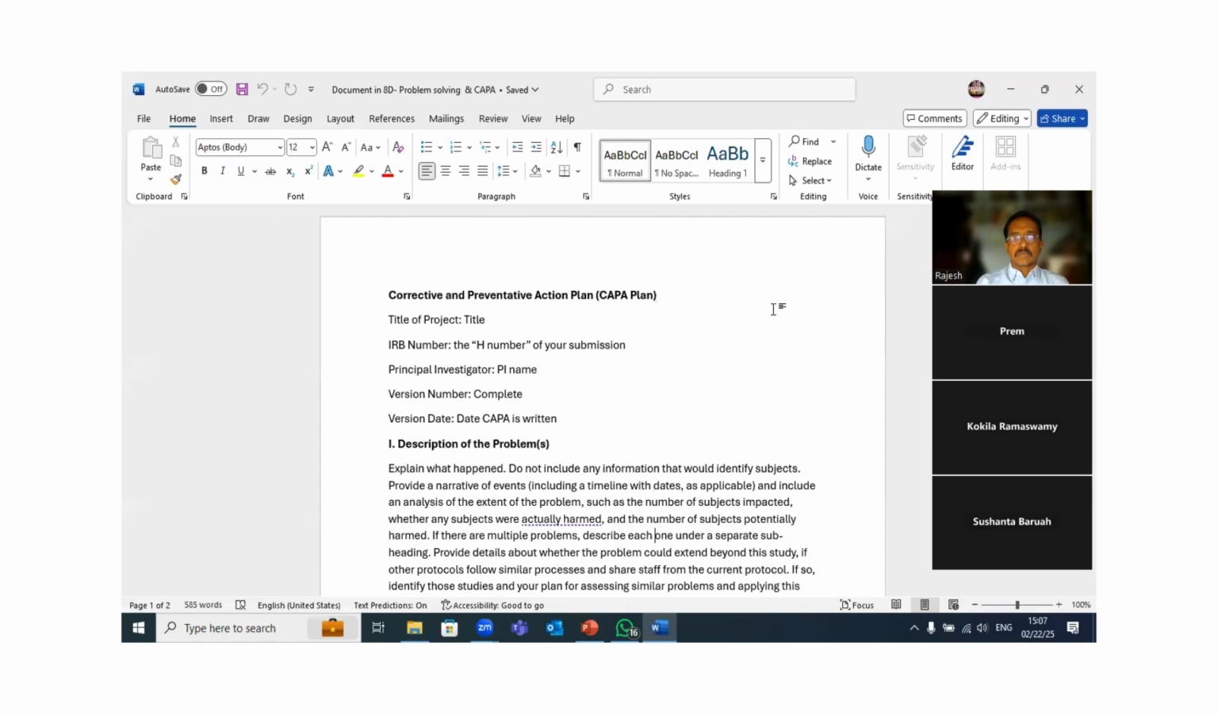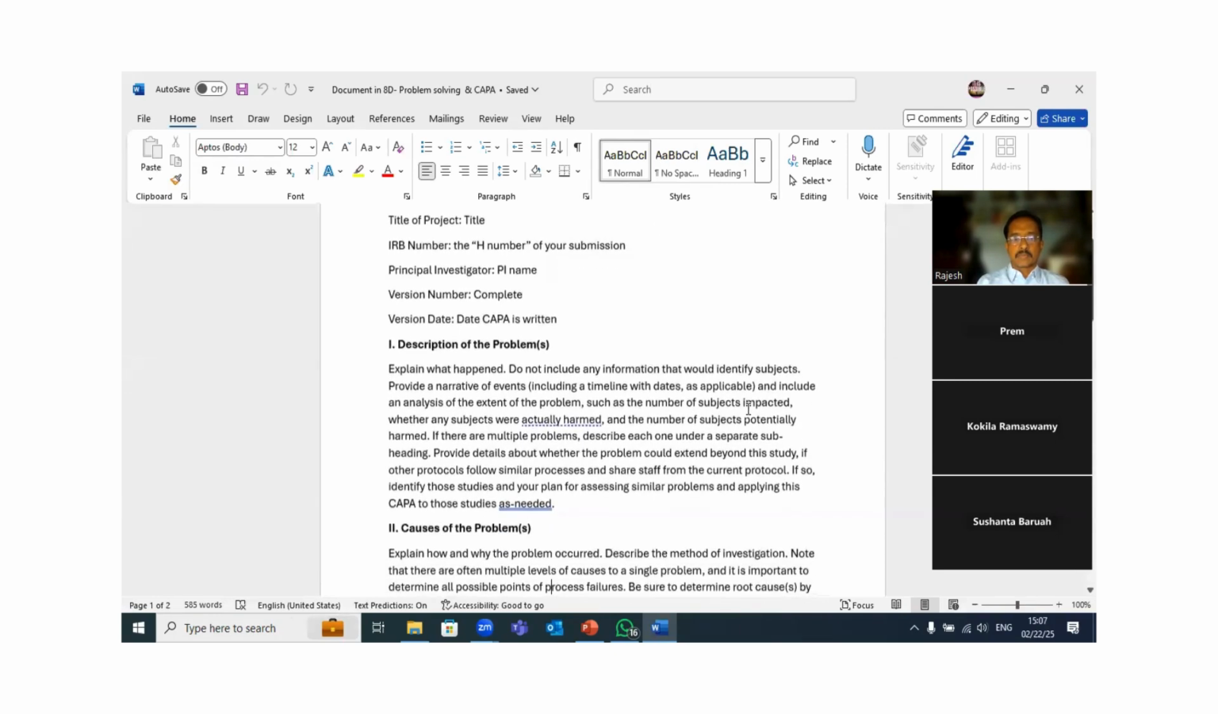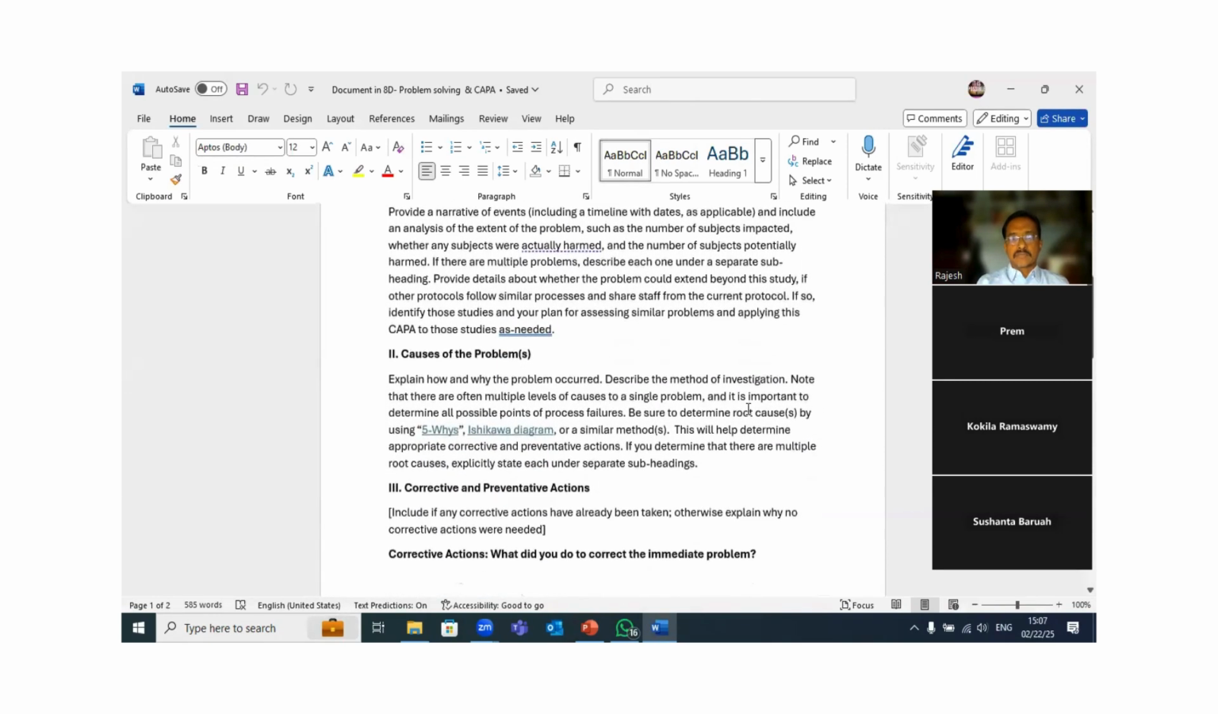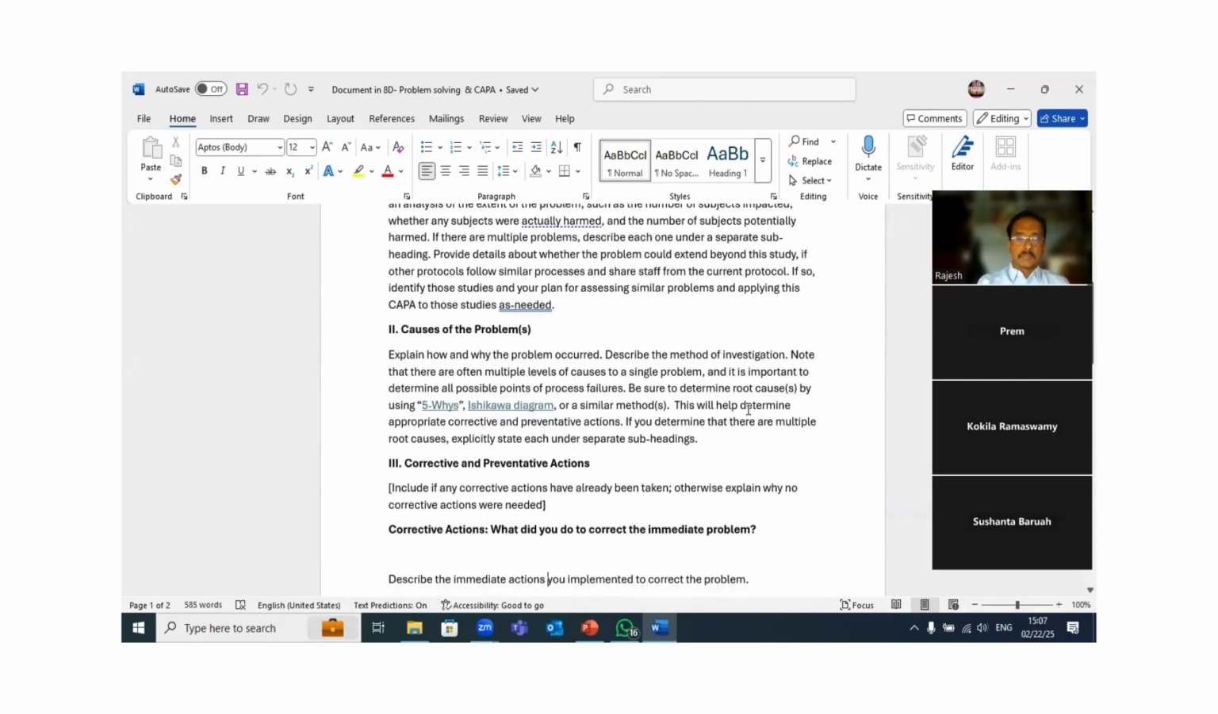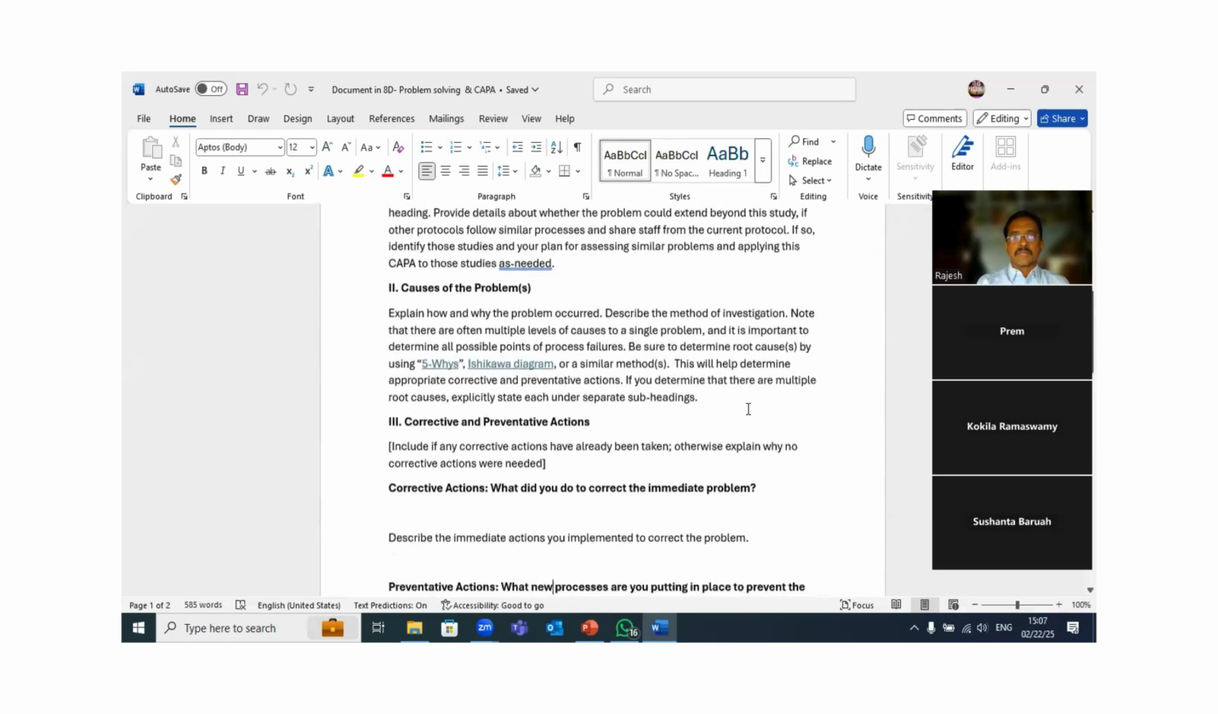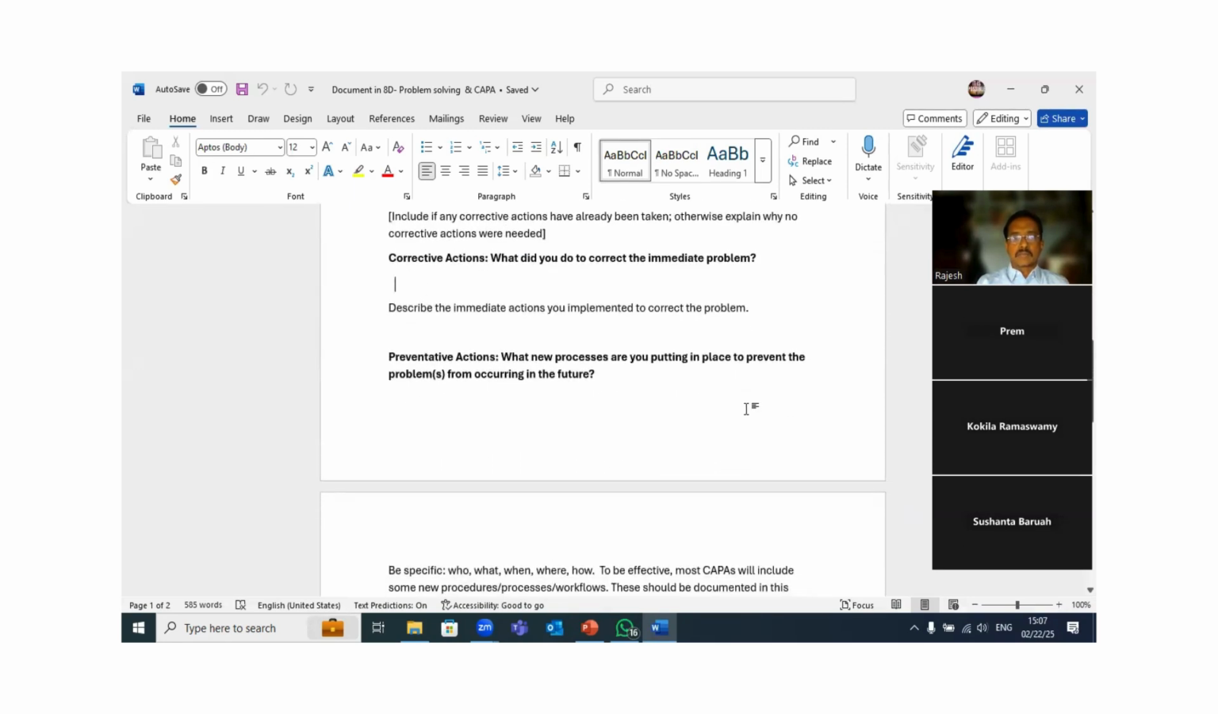For example, the description of a problem. There's a problem statement you need to include and write down. Usually we take the email and place its content in the description of the problem. And the cause of the problem, as we discussed, is that instead of the adjustment, he billed to the patient. That's the cause of the problem. And corrective and preventive action, what am I going to do? Corrective action: immediately I'll fix the problem.